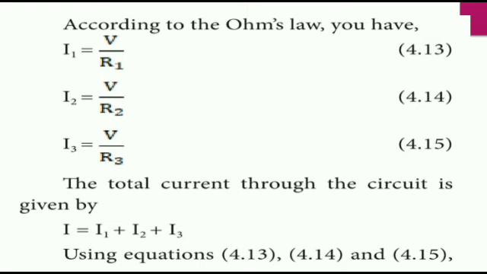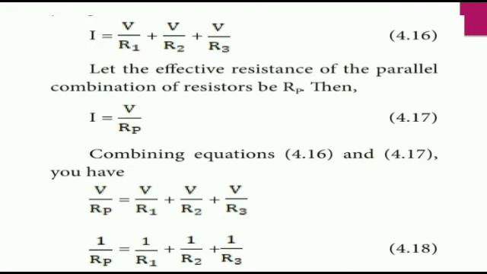So therefore, using Ohm's law, I1 is the current in the first resistor. Their voltage is V and the resistance is R1. Similarly, I2 is equal to V by R2. Then I3 is equal to V by R3. The total current is I1 plus I2 plus I3. So please substitute the 3 values. You will get the answer like this.